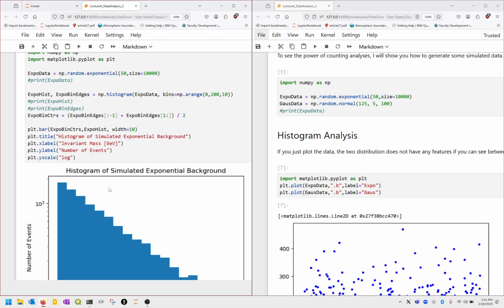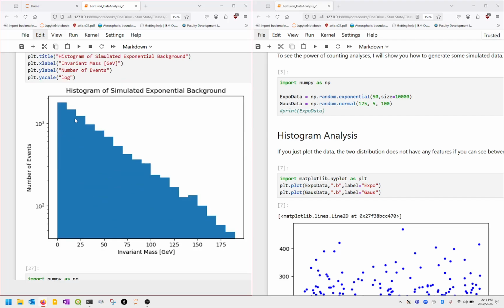I also put labels and titles on all these. So I'm going to call this a histogram of simulated exponential background. We're going to call this the background, and we're going to see why. And on the horizontal axis, I want you guys to call this the invariant mass in GeV. Don't worry if you don't know what GeV is, just equate this to atomic mass unit. And on the vertical axis is the number of events.